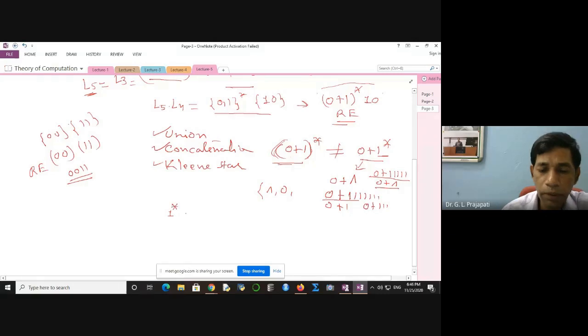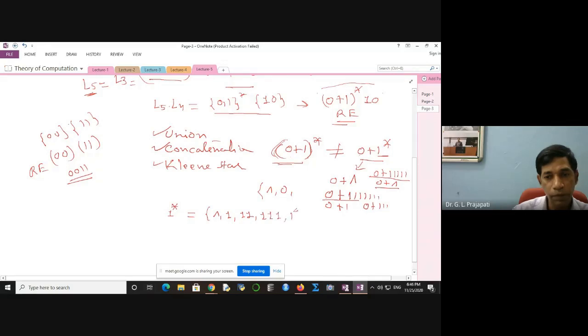Like 1 clean star. So what is the set? If this is the regular expression, then it denotes the set. The value of this regular expression is null, or you have only 1, or you can have the double 1, you can have the triple 1, and 4 times 1, any number of ones. So this represents the set like this if you are making the list.